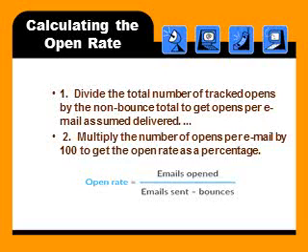Calculating the open rate. 1. Divide the total number of tracked opens by the non-bounce total to get opens per email assumed delivered. 2. Multiply the number of opens per email by 100 to get the open rate as a percentage. The formula being: open rate equals emails opened divided by emails sent minus emails bounced.